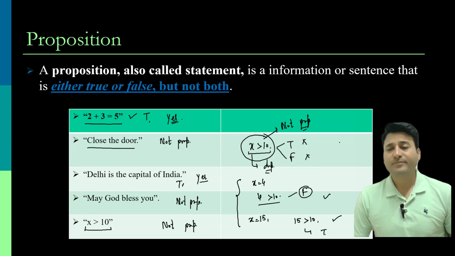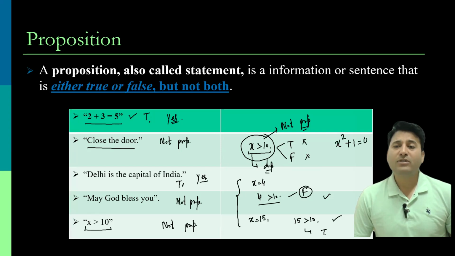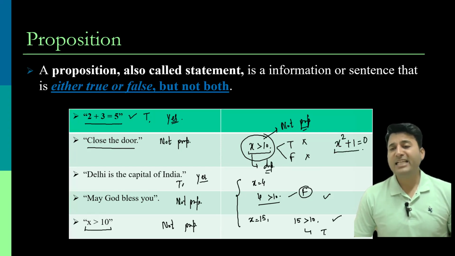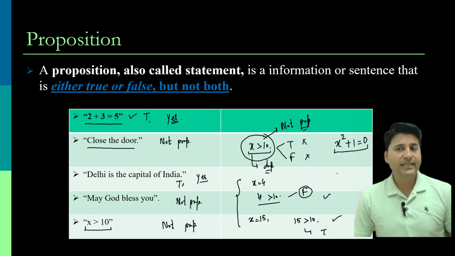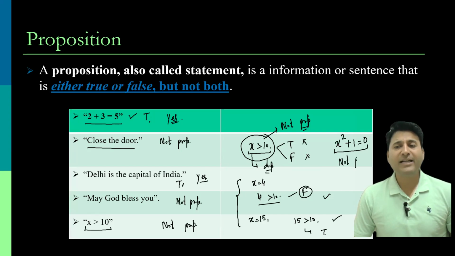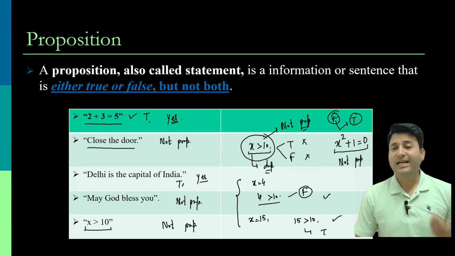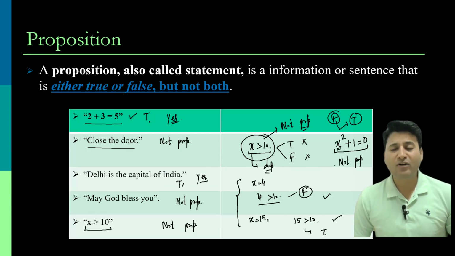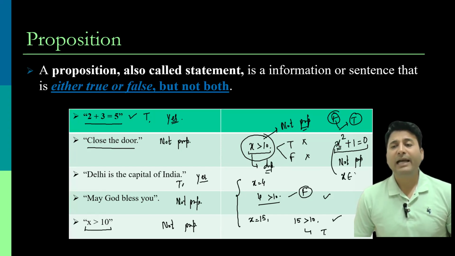Suppose that this time I have a statement which is x square plus 1 is equal to 0. Can I say this information is a proposition? Think on it, write the answer in the comment box. Now, x square plus 1 equals 0 is not a proposition. Why not? Can I say this information is true? No, we can't say. Can I say it is false? No, we can't say it is false. Why? Because it depends on x and we don't know where x belongs to.